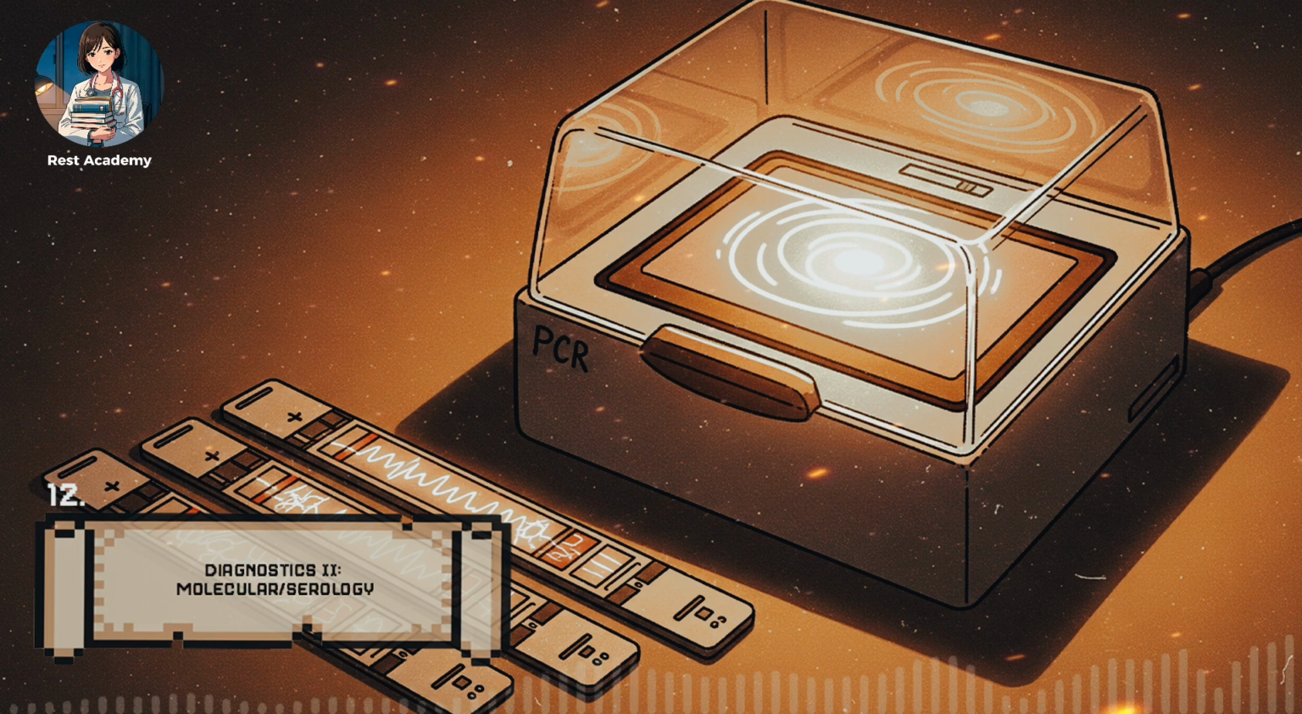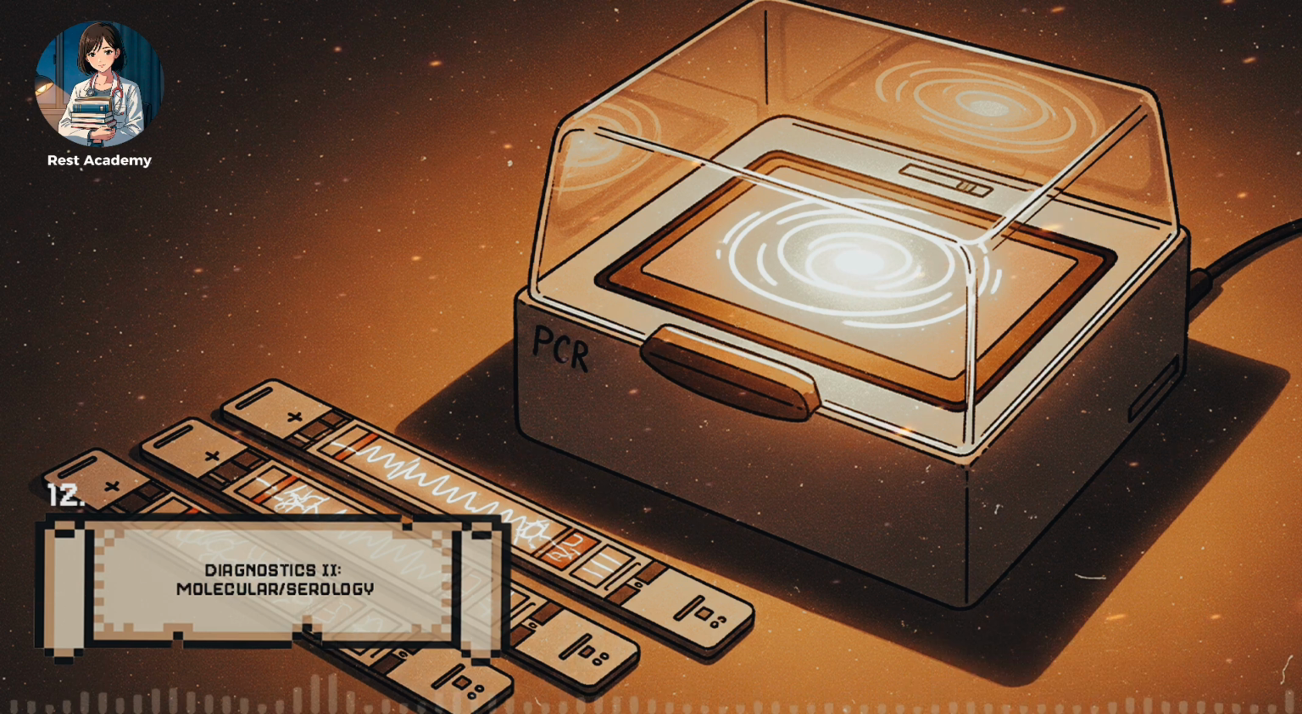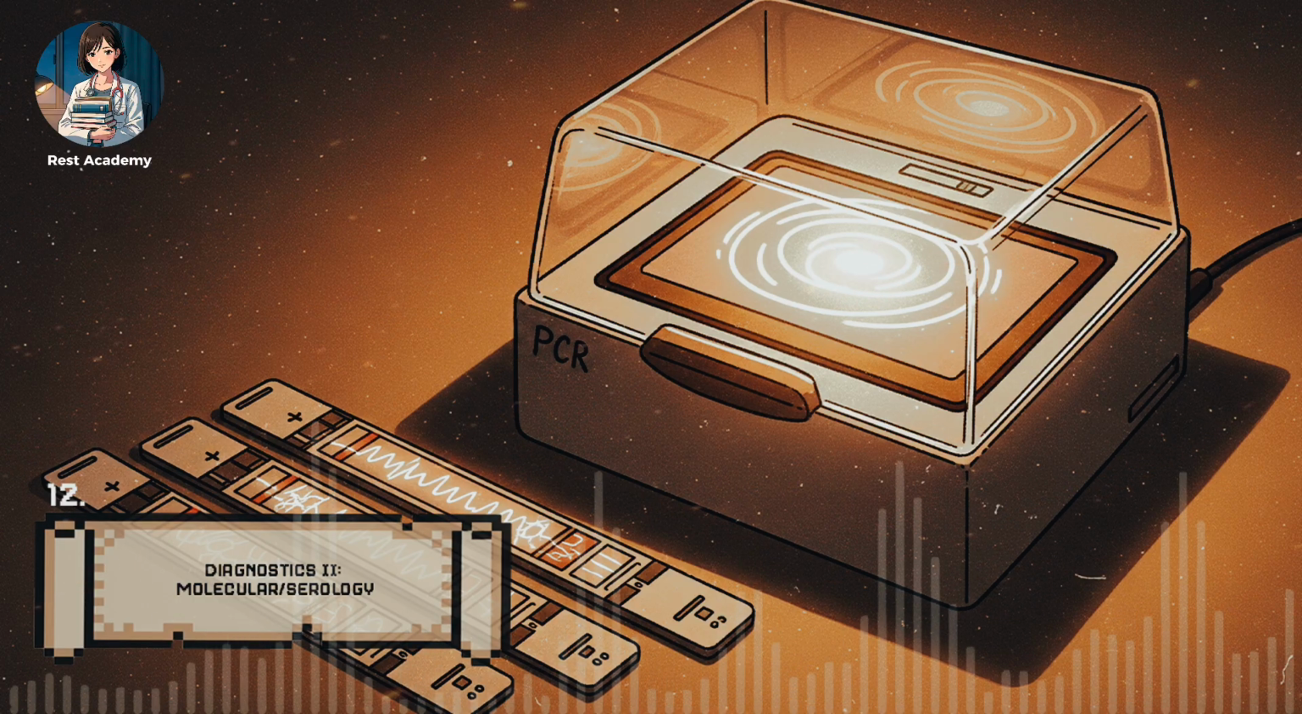Each answers a different question. Is a piece of the microbe present now? Is the microbe's genome here now? Or has your immune system met this agent recently or in the past? And each depends on timing, site, and context. Start with antigen detection, the direct barcode.